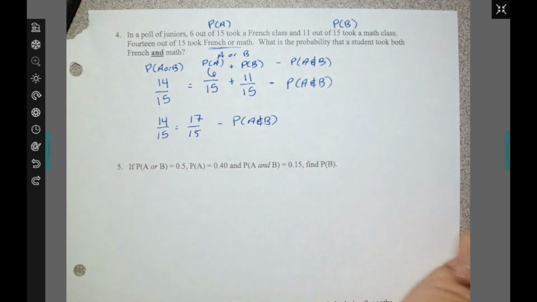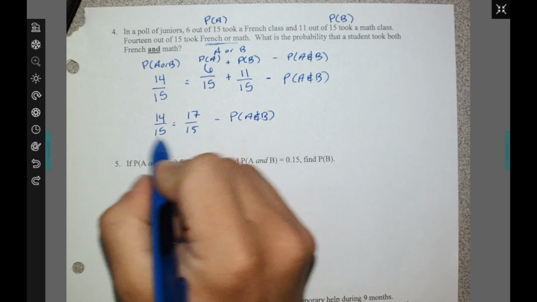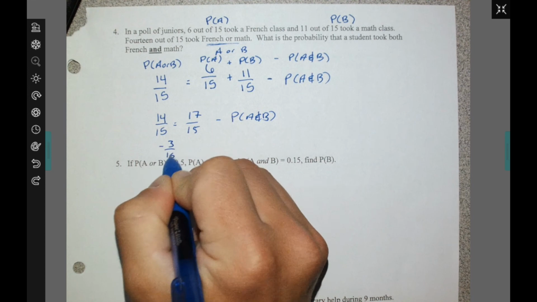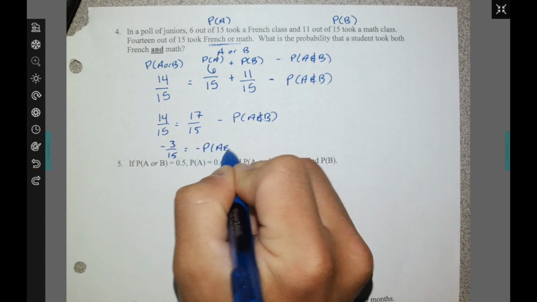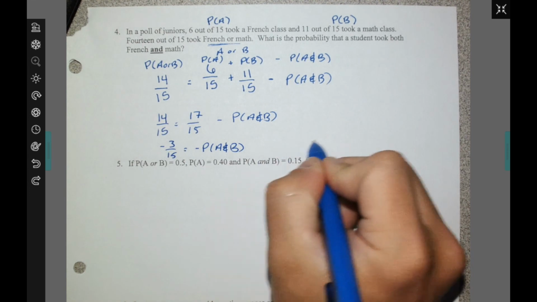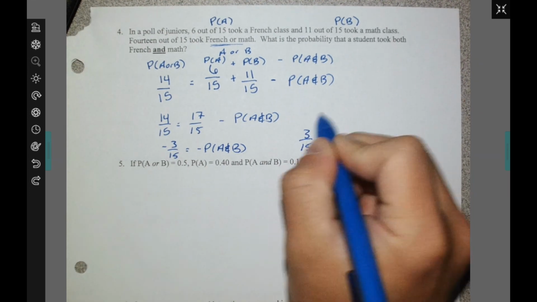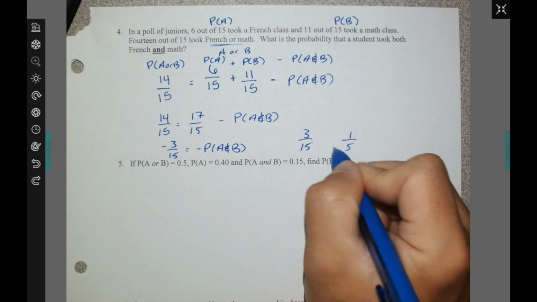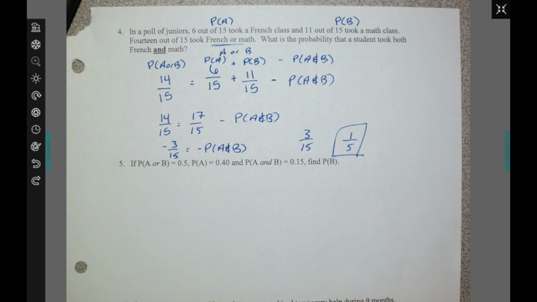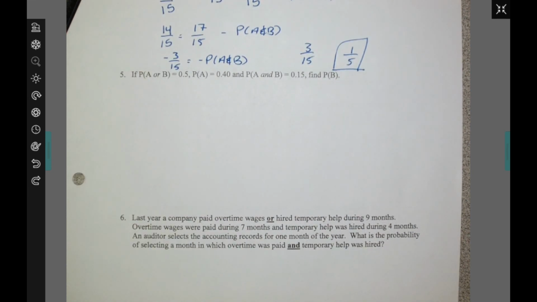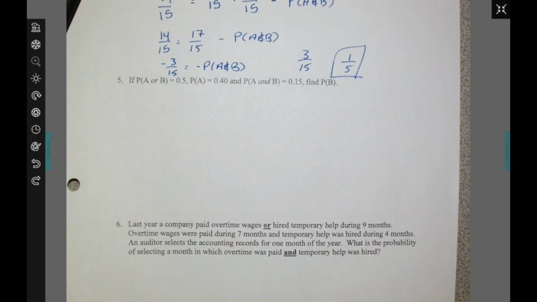Got to get the probability of A and B by itself. So go ahead and subtract the 17 over. It's going to give me negative 3/15 equals negative P of A and B. Again, we can't have a negative, so you divide each side by a negative, and it's going to give me a positive 3/15. And then you have to simplify the 3/15 by dividing top and bottom by 3. Doing that, it's going to give us 1/5 as our probability. Number 5 and 7 are the same exact way. You just have to go through and label them. Okay, so you have probability A, probability B, and then plugging into our formula that we've been using today.